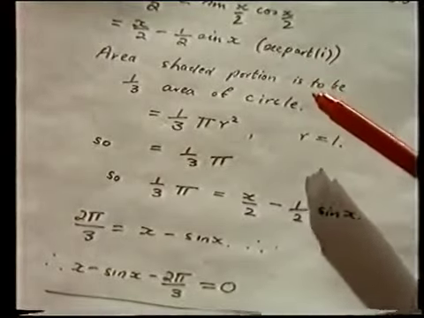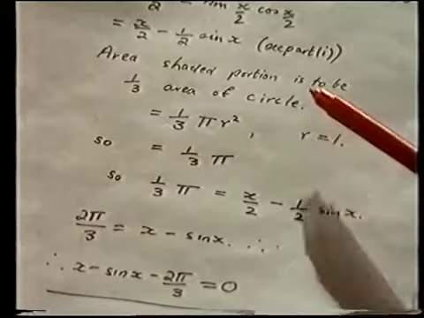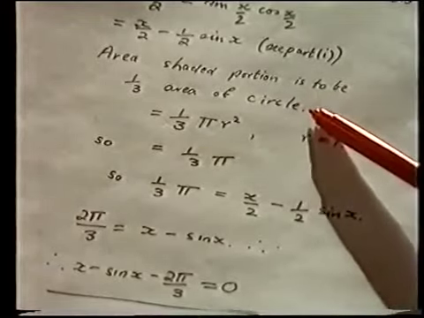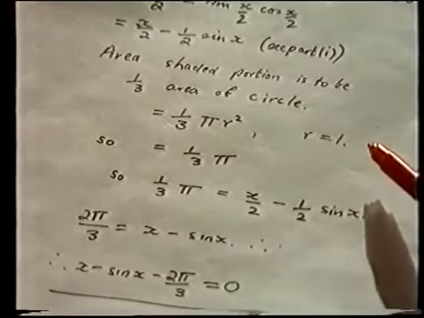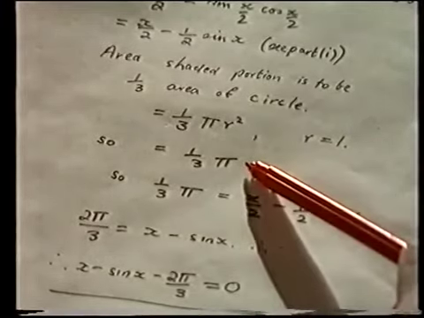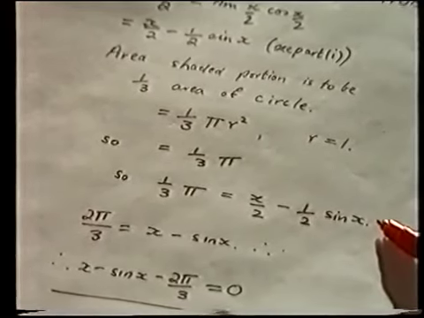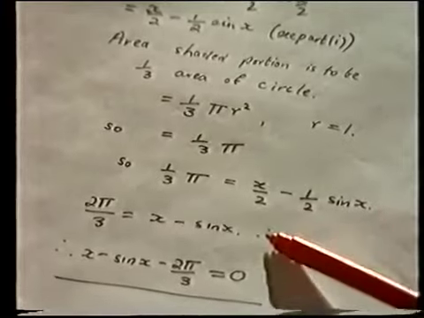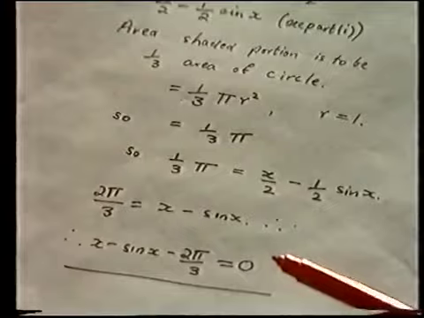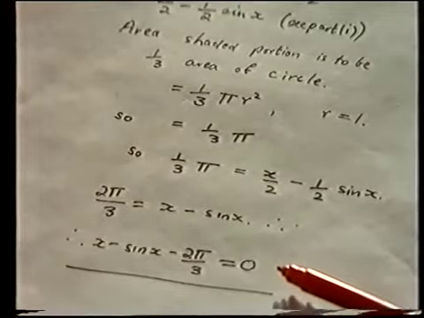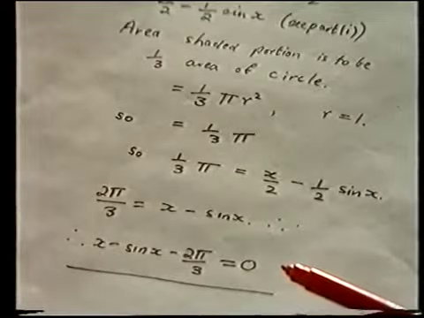Now, to finish off his equation, the student needs to know what the area of the shaded portion is. Well, it's a third of the area of the circle, so it's a third pi r squared, but the radius r is 1, so it's just a third pi. Well, that gives the student this equation. And now multiplying each side by 2 and simplifying gives us the equation x minus sine x minus 2 pi by 3 equals 0, which is just what you're asked for.